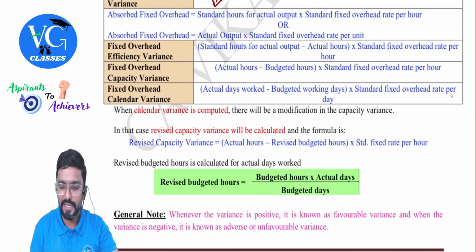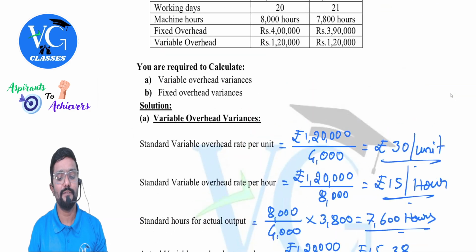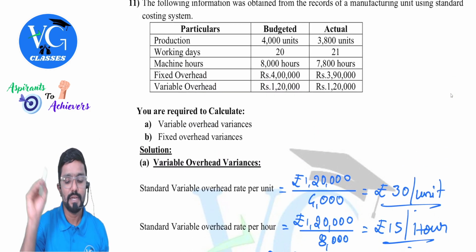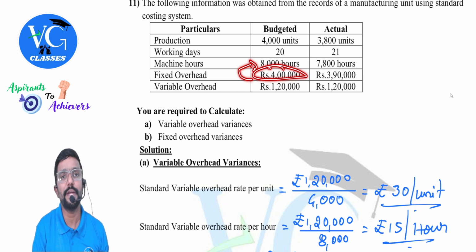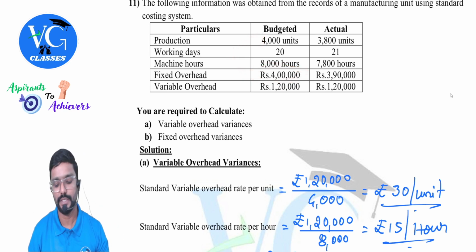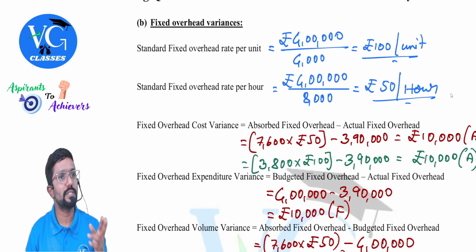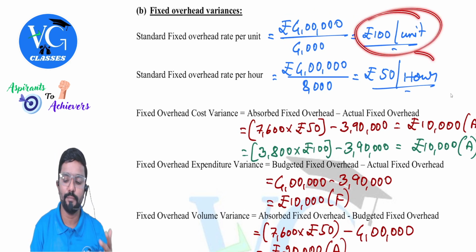Next, let me first discuss this with the question. Sir, coming to fixed data, how can we calculate the fixed overhead rate per unit and per hour? Guys, simple. We have budgeted overhead divided by budgeted hours, and you will get the standard fixed overhead per hour. If you divide 4 lakh by the budgeted output of 4,000 units, you will get the standard fixed overhead rate per unit. Don't assume the variable and fixed rate per unit and per hour will be the same. It will be different. You can observe that in this question. So we have got per unit 100, per hour 50.